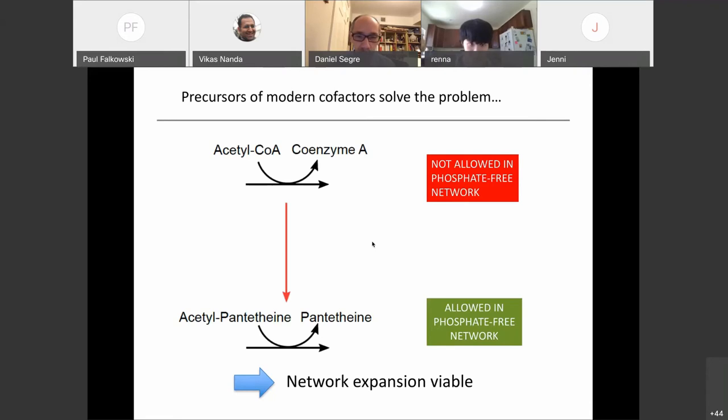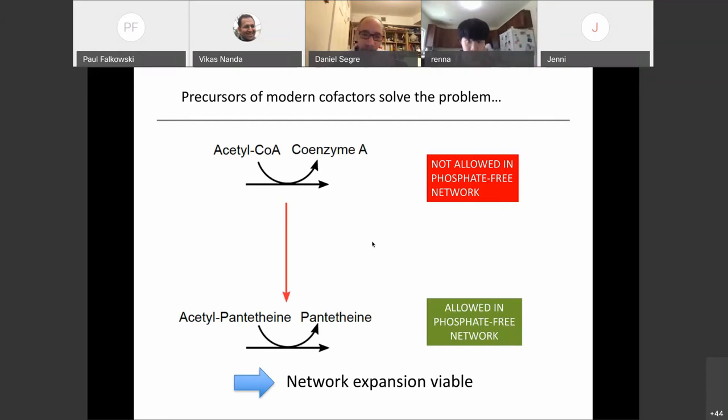To make a long story short, what ended up re-enabling the network expansion was to take some of the current coenzymes that are present in metabolism, such as acetyl-CoA, and substitute them with what seem to be the ancient versions of these cofactors. For example, for coenzyme A, we could substitute this with pantothenate, which is now an allowed metabolite because it does not contain phosphate. And again, we observe that the network expansion becomes viable and is now thermodynamically feasible in addition to being topologically feasible. So this was exciting, and quite unexpected.